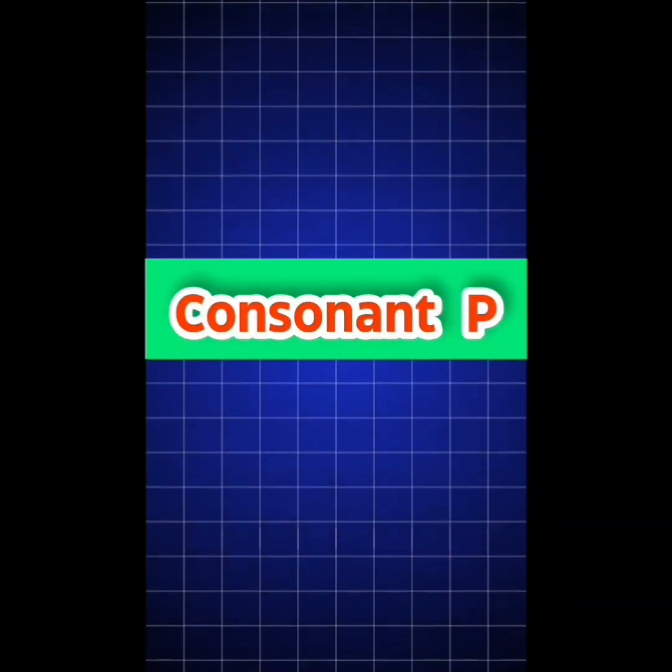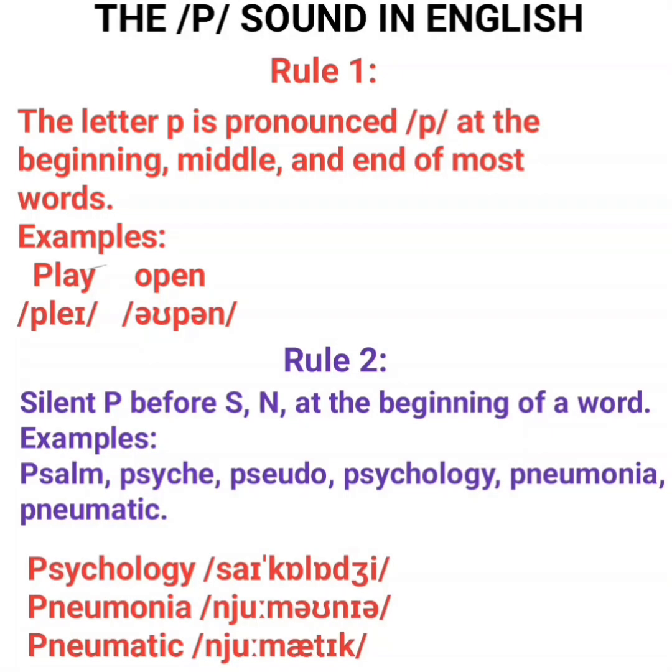Now, let us move to letter P. The letter P is pronounced as P. It means that it gives P sound at the beginning, middle, and end of most words. Examples: play, open, and so on and so forth.